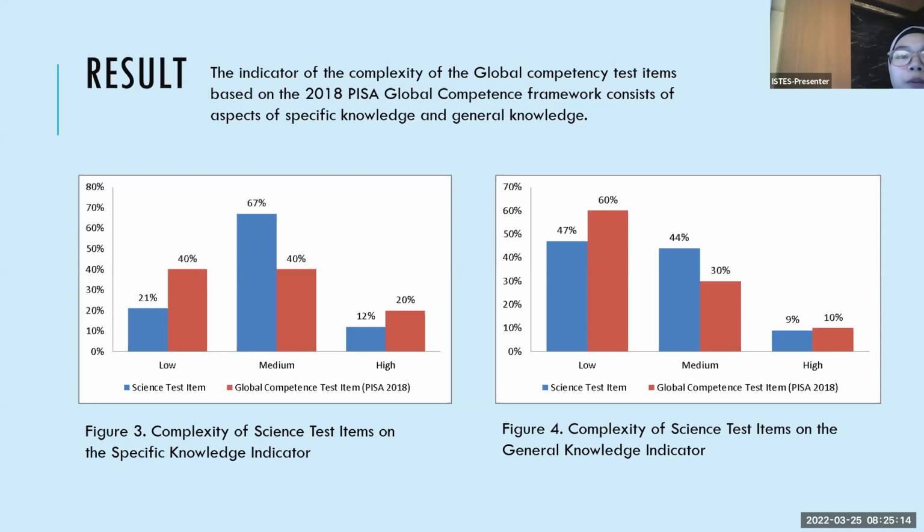So the purpose of comparing PISA 2018 and the textbook is to improve the textbook, maybe to support students to improve their global competency. There are 2 aspects: specific knowledge and general knowledge. We can see in the picture. Okay, we can go next.